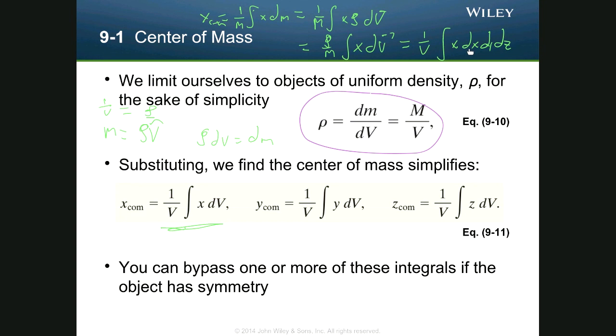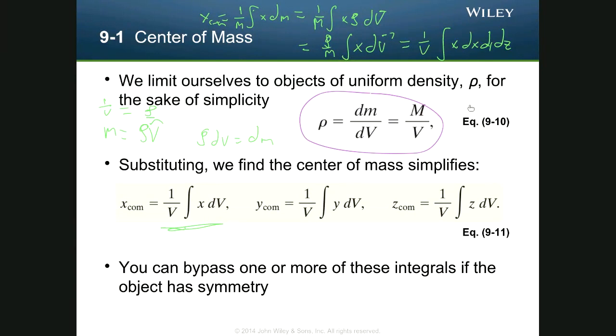So basically, you can bypass one or more of these integrals if an object has symmetry. If you go on in physics, you're going to see that setting up problems to exploit symmetry is a way to make really difficult problems into really easy problems, and that's a skill that we develop and use frequently. But there are times where symmetry just can't be exploited. Okay.